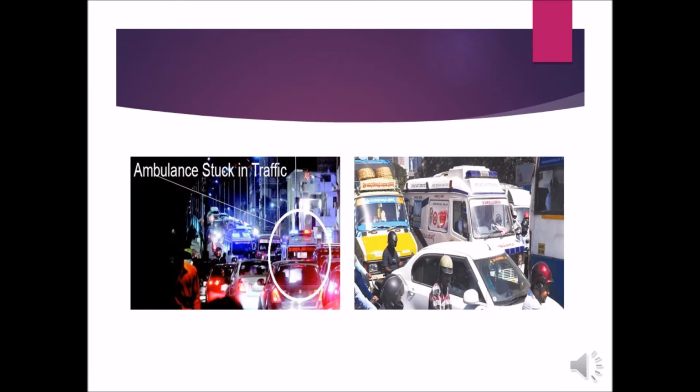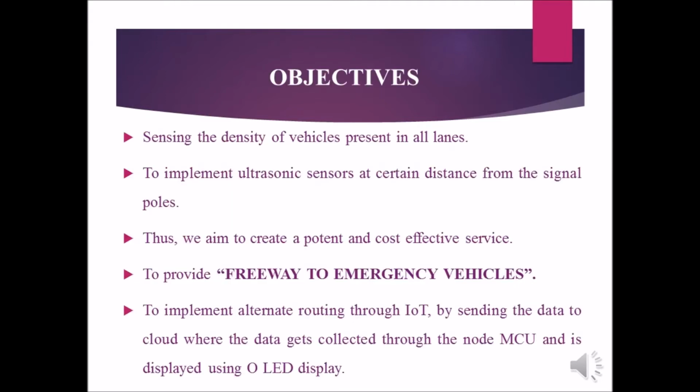Here are few examples of how emergency vehicles are being stuck in traffic jam due to congestion. The main objectives of our project are sensing the density of vehicles present in all lanes, to implement ultrasonic sensors at certain distances from the signaling unit. Thus, we aim to create a potential and cost-effective service, to provide alternative routing through IoT by sending the data to cloud, where the data gets collected through Node MCU and is displayed through OLED display. The main objective is providing free way to emergency vehicles.